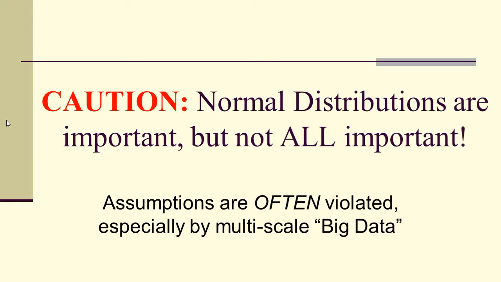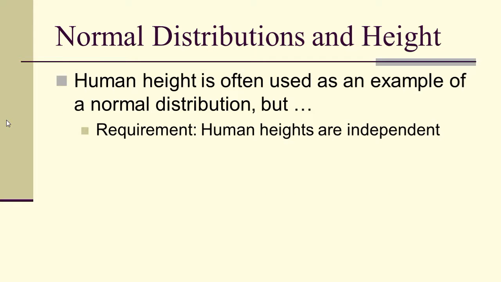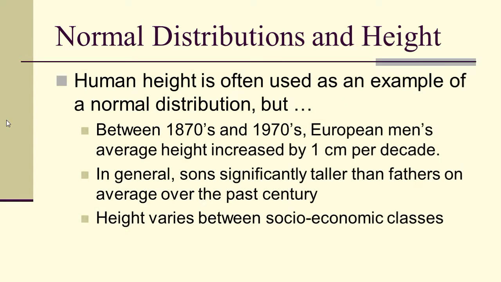Normal distributions are very important, but they're not all important. Assumptions are often violated, especially in multi-scale big data. So let's look at an example. One of the most common examples of a normal distribution is human height. So are human heights independent? No, they're not. In fact, between the 1870s and 1970s, European men's height increased by about 1 centimeter per decade.